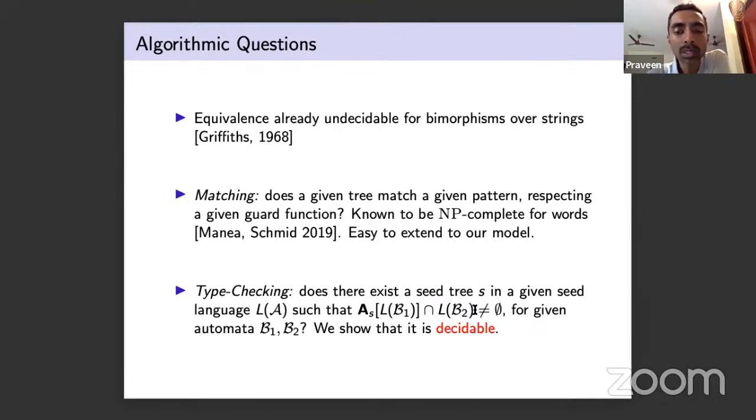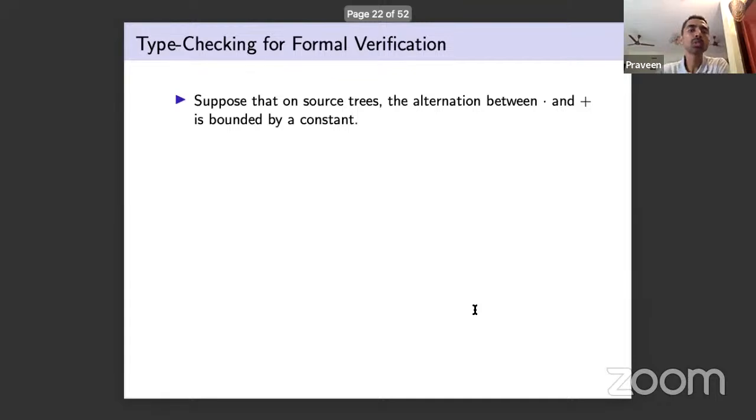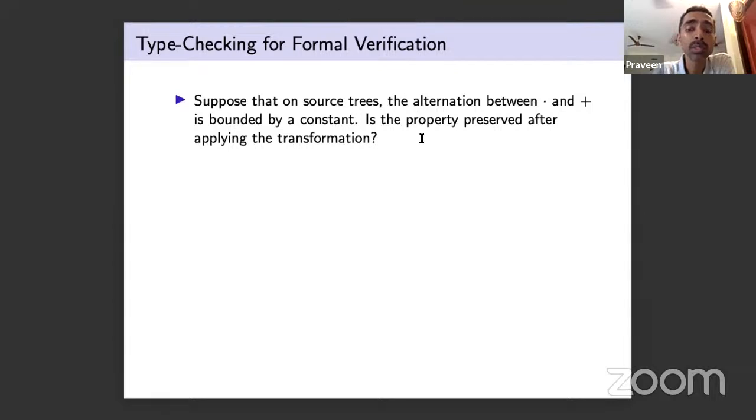But before getting into the details of this, let me show some motivation for why we are tackling this type checking problem. Going back to our running example, suppose that on source trees, the alternation between multiplication and addition is bounded by a constant. Suppose you are always applying this transformation on trees which satisfy this property. And now you want to check that after applying the transformation, this property is preserved.